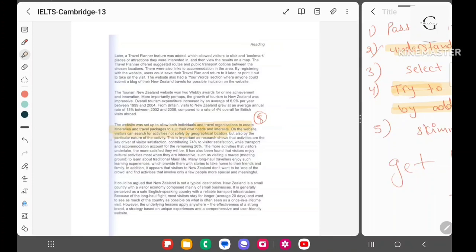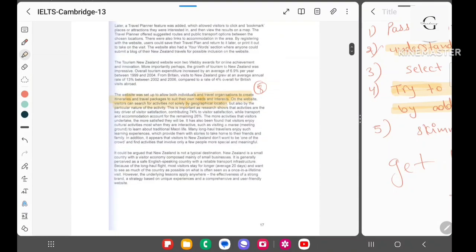So they are saying on the website, visitors can search for activities not solely by geographical location but also by particular nature of the activity. So yeah, they are talking about visitors and geographical location, but they are not talking about the number of visitors. The question is about most visitors. So I don't know how many visitors did search for geographical location. They just write that visitors can search for activities by geographical location, but they didn't mention how many visitors. Were they most, were they few?